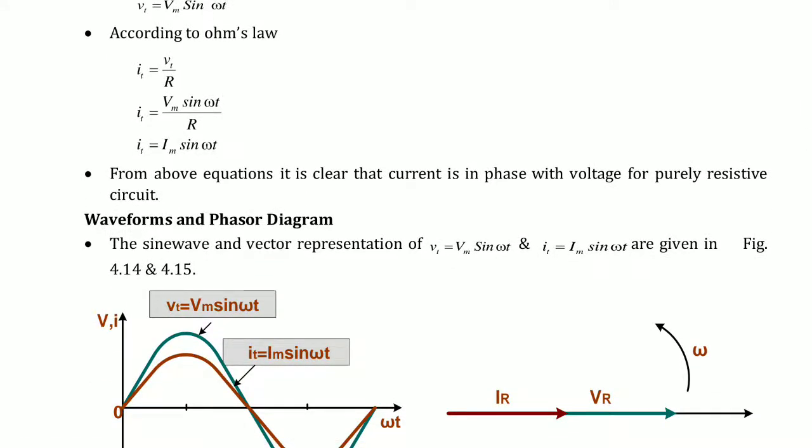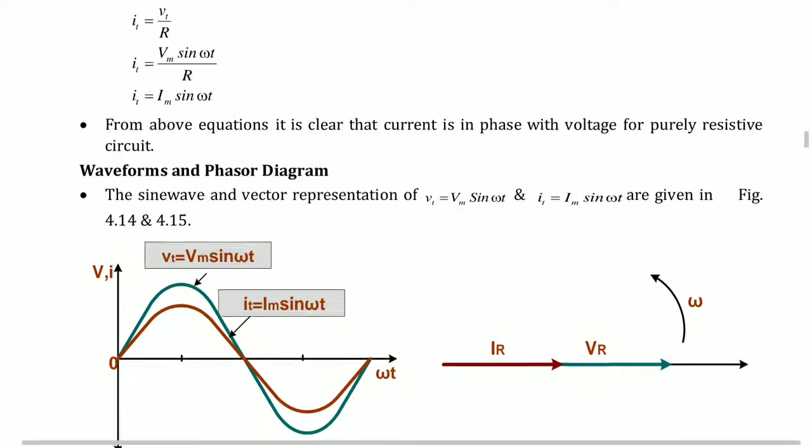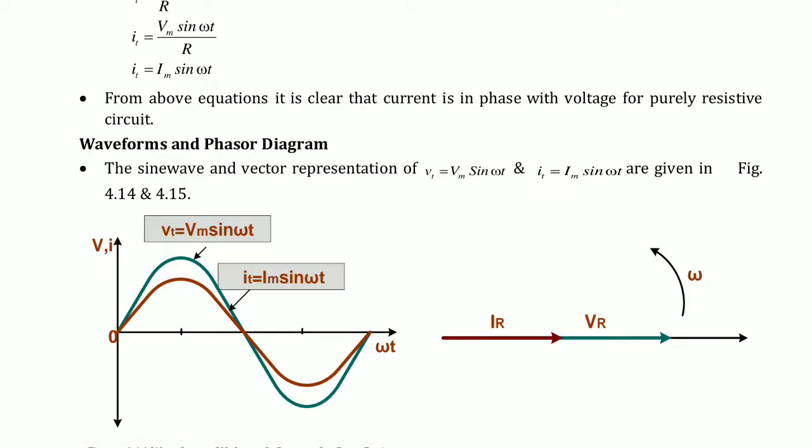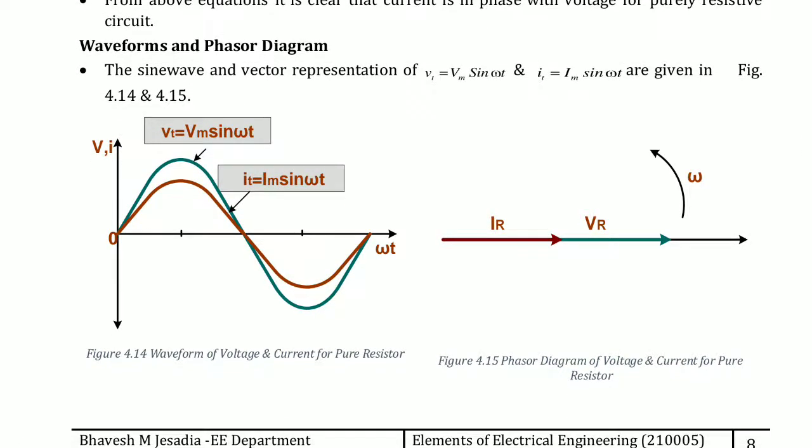So next, waveforms. How can we draw the waveforms of voltage and current? The sine wave and vector representation is given here. The instantaneous voltage sine waveform equation is v equal to Vm sin omega t, and the instantaneous current equation is Im sin omega t. Omega t is on the x-axis, voltage and current on the y-axis.